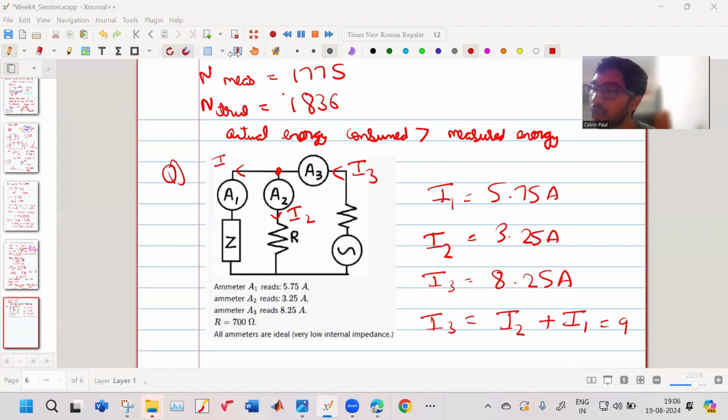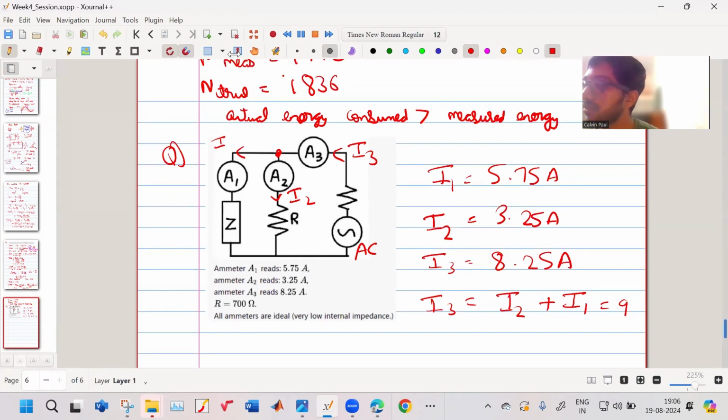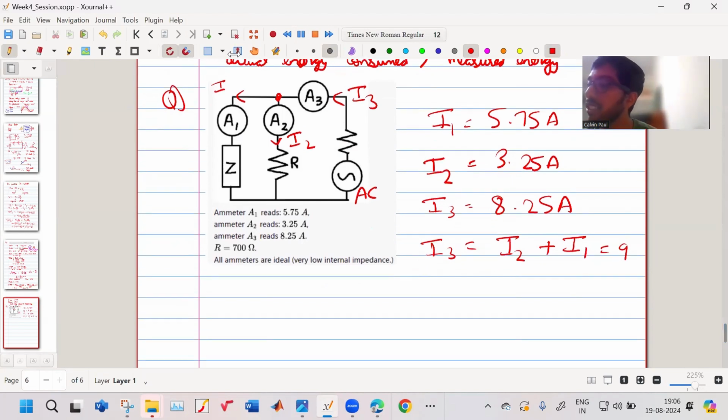So what you must understand is that this is an AC circuit. So the current which it is measuring is your RMS value. It is not measuring the instantaneous current. Instantaneously your KCL will be followed, but for RMS values, your KCL will not be followed, because the currents have certain phase. And your R is given to be 700 ohm.